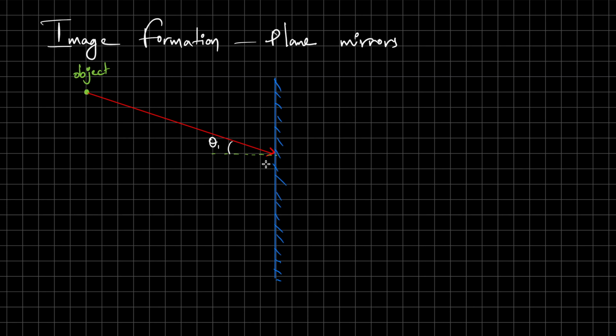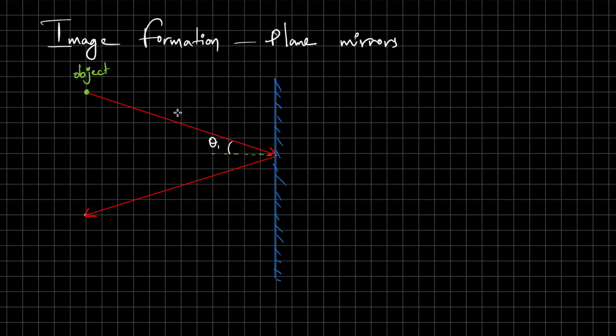You can either measure the incident angle and draw the reflected ray at the same angle, or just count the squares. So this point is 1, 2, 3, 4 squares down. Now the reflected ray should be 4 squares down as well. 1, 2, 3, 4. That's my reflected ray. I'm going to delete all these numbers.